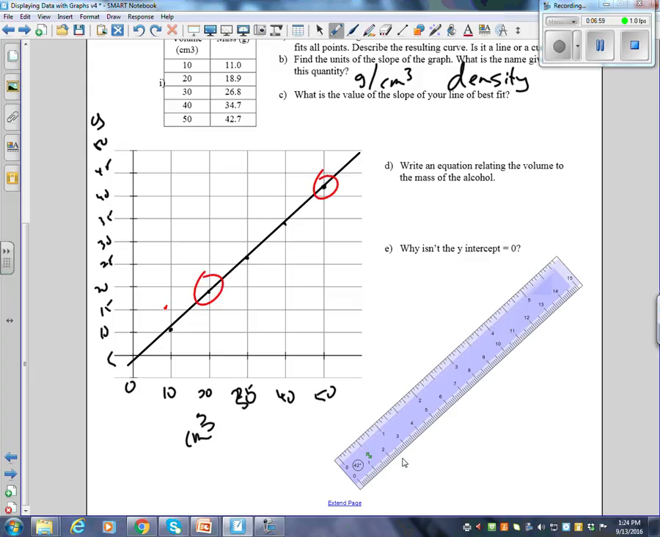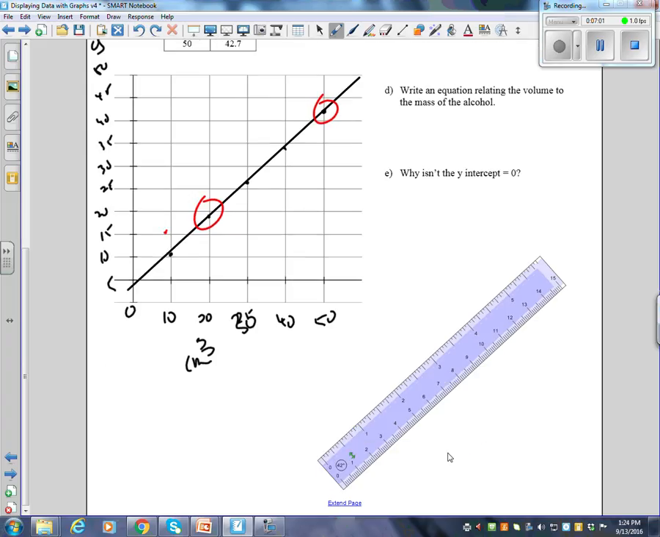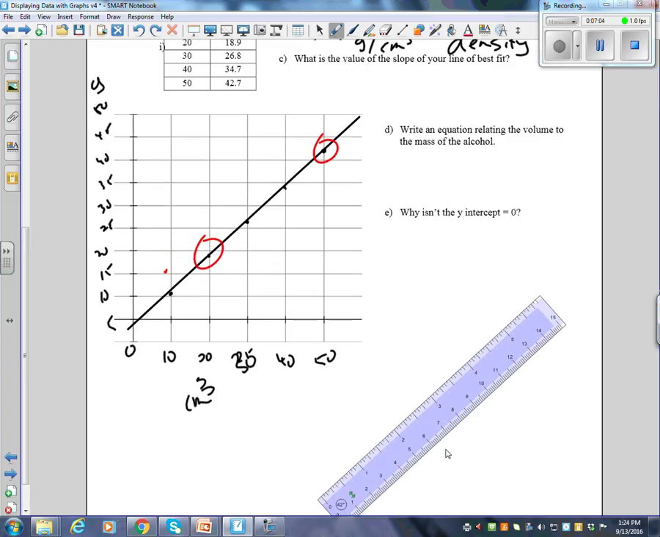Okay, so how do we find the slope? Rise over run, change in y over change in x. So what's the y value right here? This is the 51, this is 42.7, right? So 42.7, subtract the y value here, that one there, 18.9, over the x value here, which is 50, and the x value here, which is 20. Okay? You have to be able to do this real soon, on your own. You can do this. This is a review of grade 10.